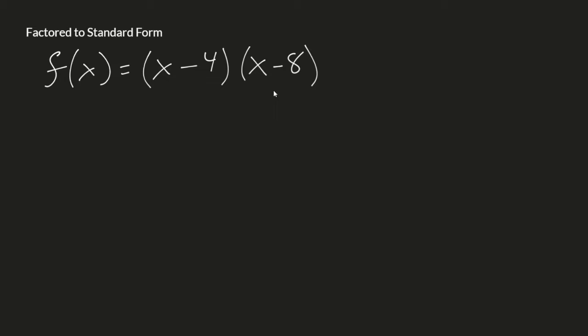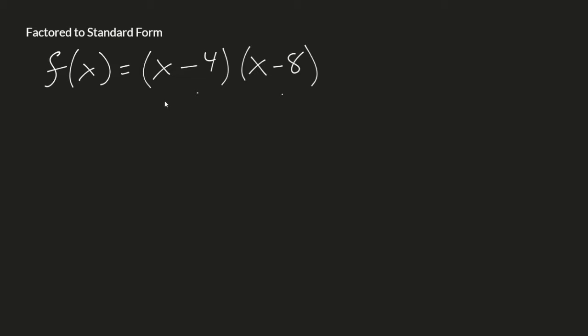In our first example, we're going to be given a quadratic in factored form, and we're going to need to translate it or rewrite it in standard form. So consider this example: f of x equals (x minus 4)(x minus 8). We call this the factored form because from this function we can use the zero product property, which says that if either one of these two binomials equals 0, the whole function will equal 0.